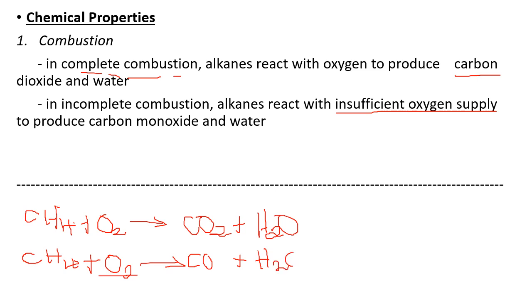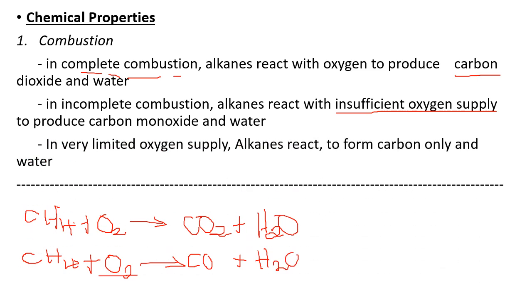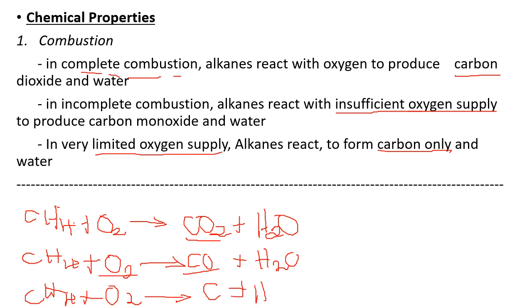Okay, then another property is that in very limited oxygen supply, alkanes react to form carbon only and water. So in this case, again, I'll give an example of methane gas reacting with oxygen gas, but in this case, instead of producing carbon dioxide or carbon monoxide, it only produces carbon and what? And water. Okay, and water.